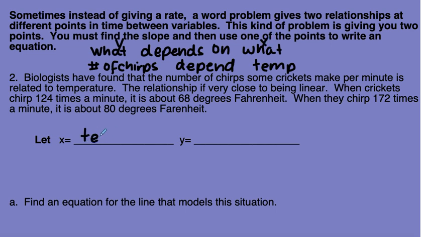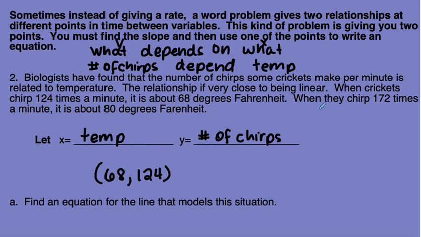So I'm going to let my temperature be my x, and the number of chirps be my y. Okay, so when they chirp 124 times a minute, it's about 68. So we'll say 68, 124. There's my first point.